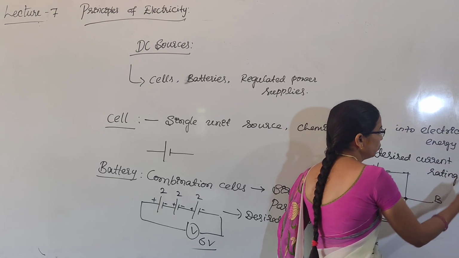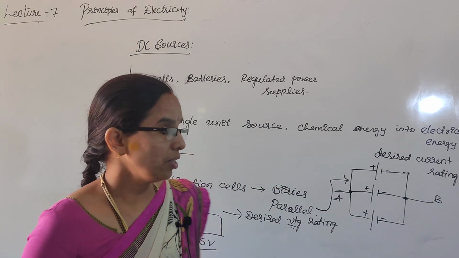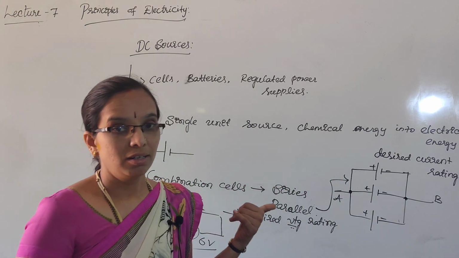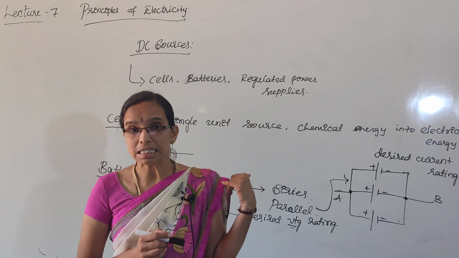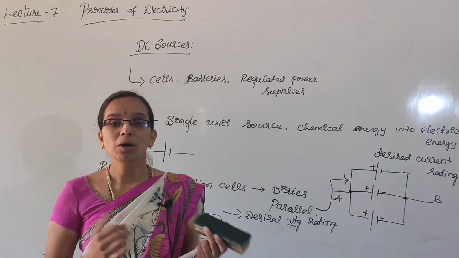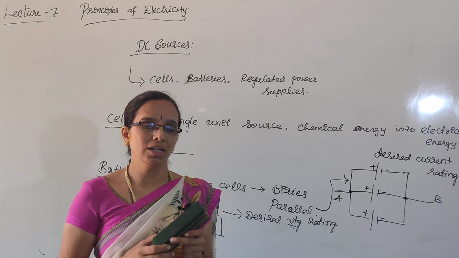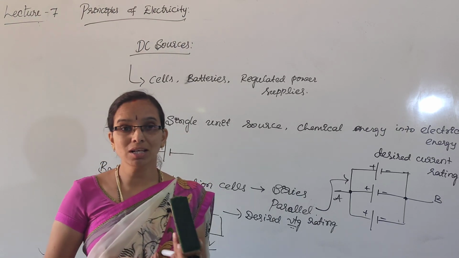That means if you want more current, you can use the parallel combination. If you want more voltage, you will use the series combination. If both combinations are combined, then you will get both current and voltage rating. Usually batteries are constructed depending on the desired voltage or current rating.